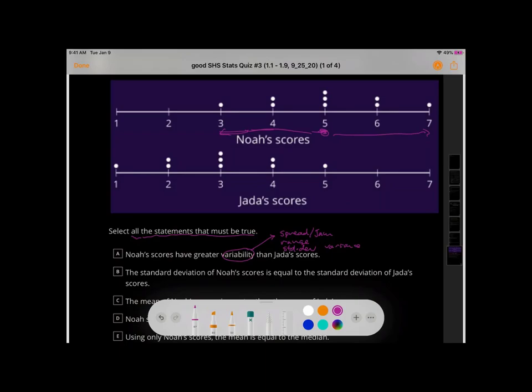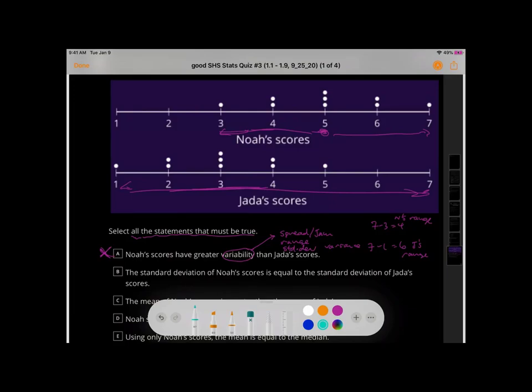So you can do a range, right? 7 minus 3 is 4 for Noah's range. And then Jada has jam or spread all over the place, right? From 7 to 1. So Jada's range is 6. So does Noah have a bigger spread? No, that would be false. So no. The standard deviation of Noah's score is equal to the standard deviation of Jada's.